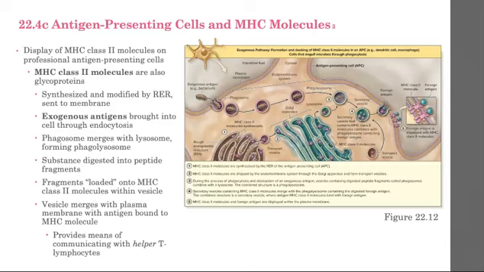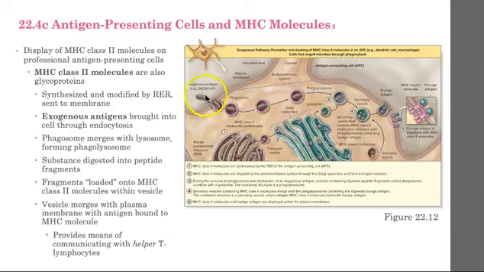Now let's take a look at how MHC class 2 molecules are displayed on our antigen presenting cells. So these will also be glycoproteins. They are going to be synthesized and modified by the rough ER, and then they will go through our endomembrane system. So they'll go through the Golgi apparatus and move into our transport vesicles.